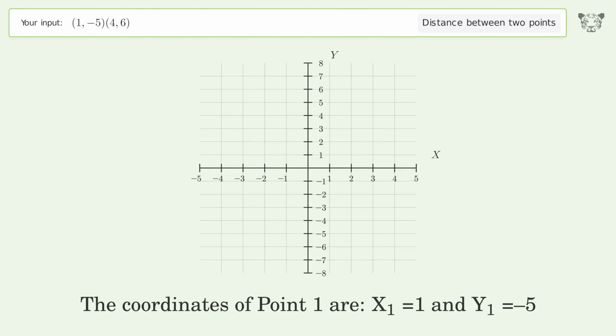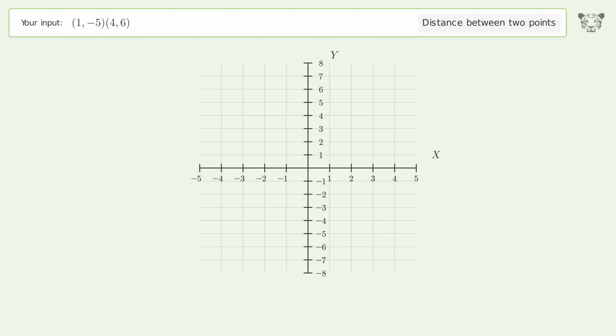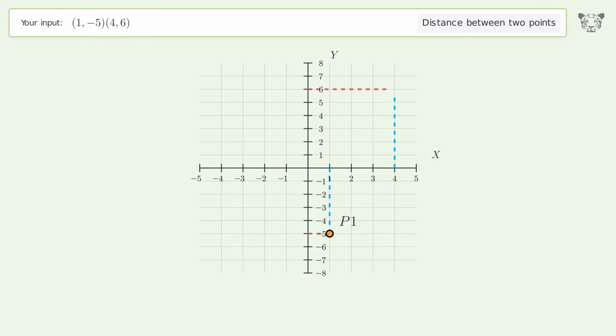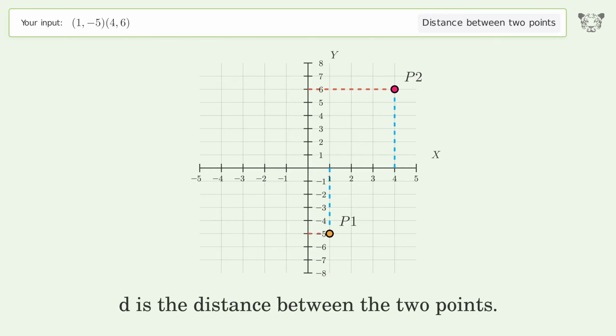The coordinates of point 1 are x1 equals 1 and y1 equals -5. The coordinates of point 2 are x2 equals 4 and y2 equals 6. D is the distance between the 2 points.